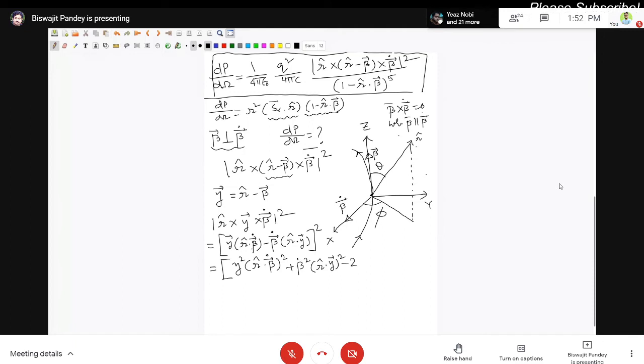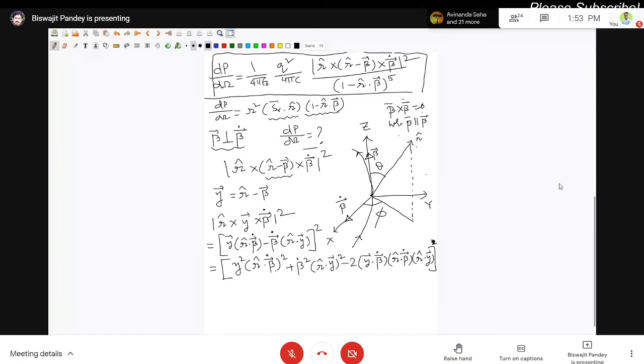So we have three terms: r cap dot y, y dot beta dot, and then r cap dot beta dot, and then we have r cap dot y, whole of this square. Sorry, square is already simplified, we do not have any square. We have already done this one. A minus b square is this one, right? Now let us simplify each of these terms separately.